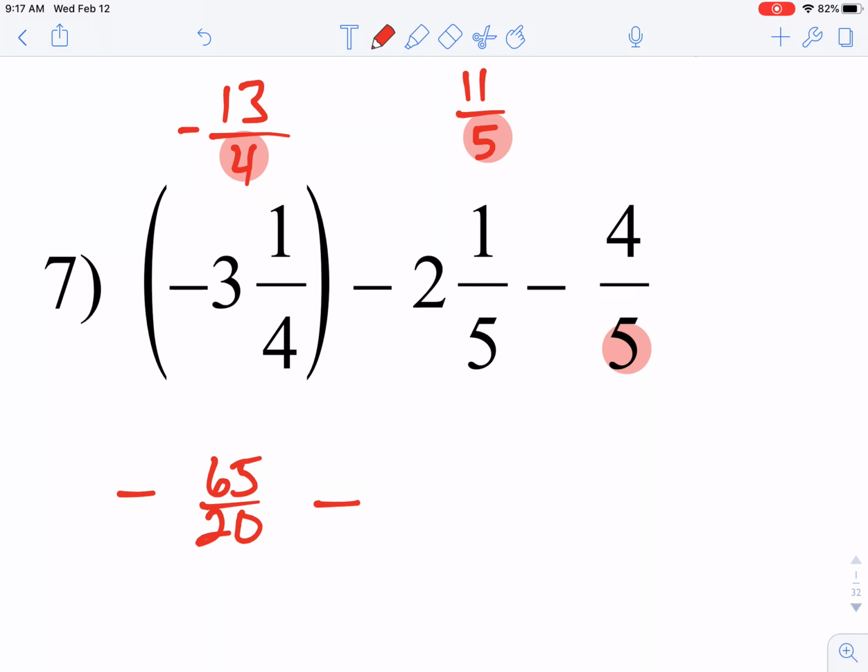Bring down your minus sign. Again, I want to change 11/5 to where it has 20 as a denominator. So 4 times 5 is 20. And then 11 times 4 is 44.